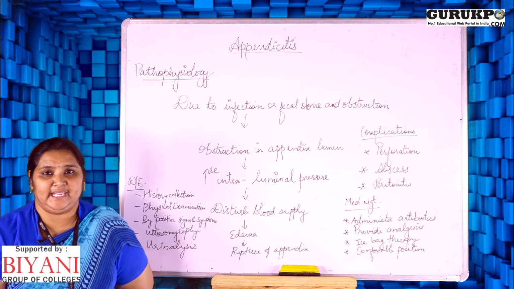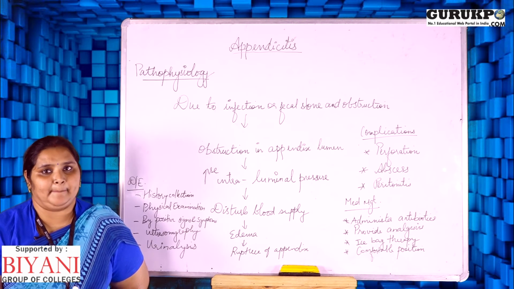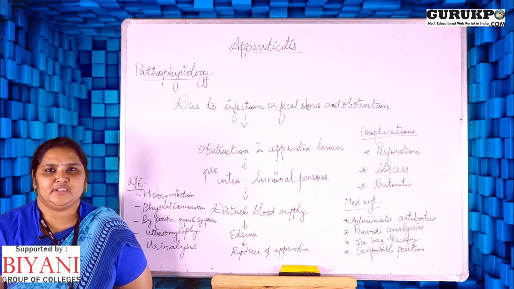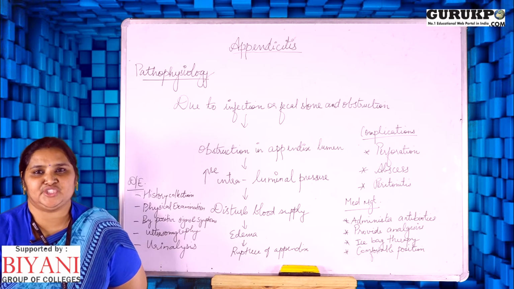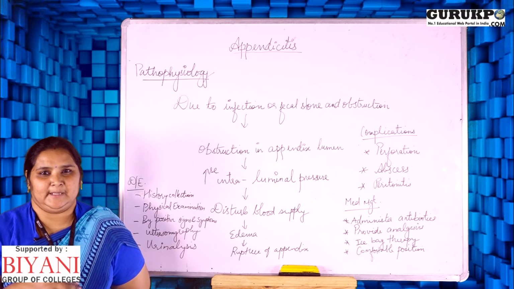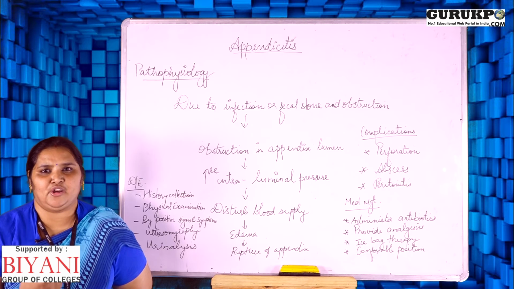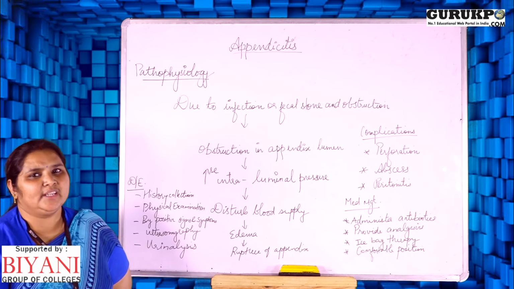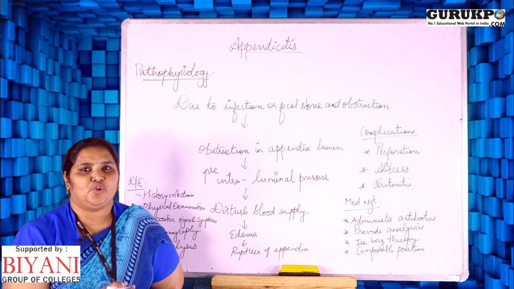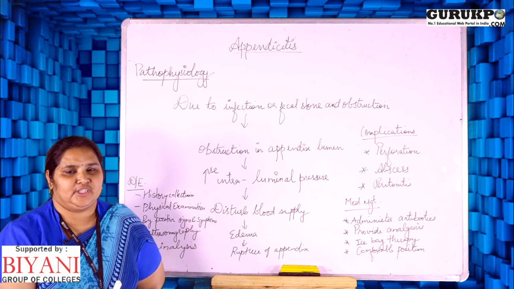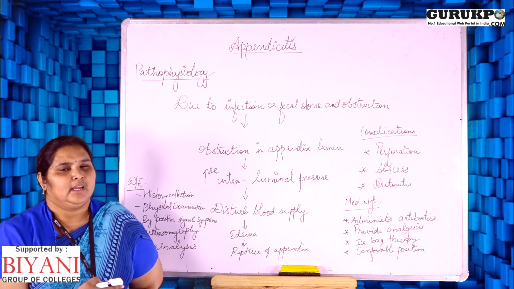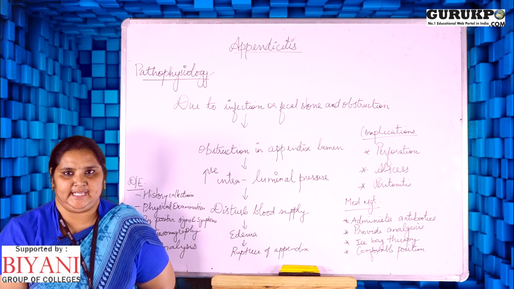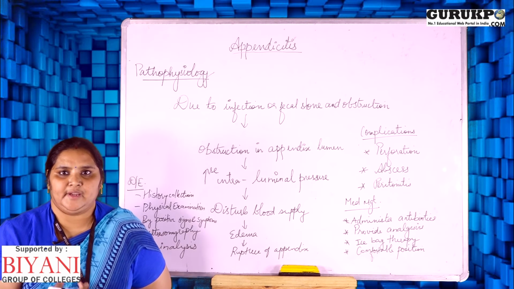What all are the complications that can occur because of appendicitis? So first, perforation can occur. Perforation means that if we are not doing the medical management properly, or if we are not taking the right decision on what to do with the appendicitis patient, it can lead to perforation. Perforation means rupture of the appendix, which can even lead to death of a person.